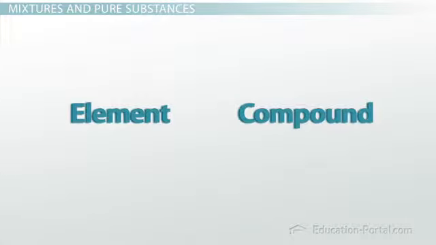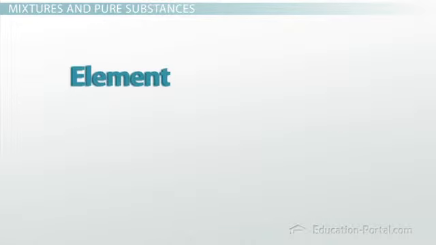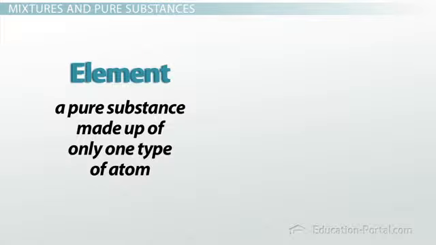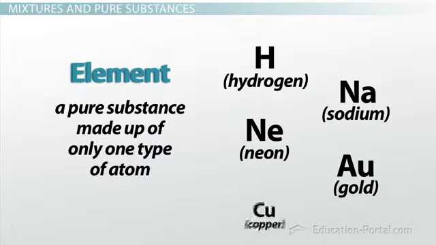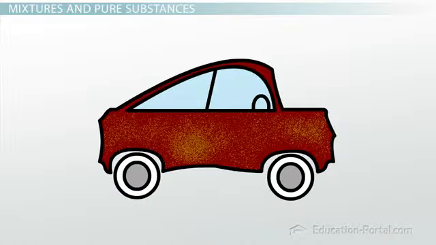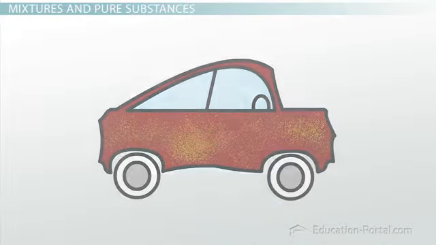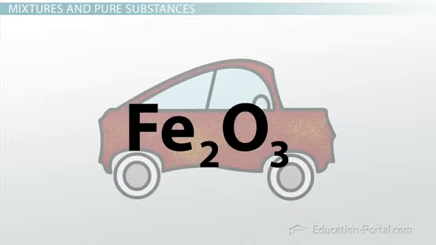There are only two types of pure substances: elements and compounds. An element is a pure substance made of only one type of atom. Examples of elements include hydrogen, sodium, neon, gold, and copper. Let's go back to our rusty car. We started off with two elements, iron and oxygen. They were pure substances that only contained iron atoms or oxygen atoms. When they reacted over time, they chemically combined and transformed into a completely different substance with different properties.